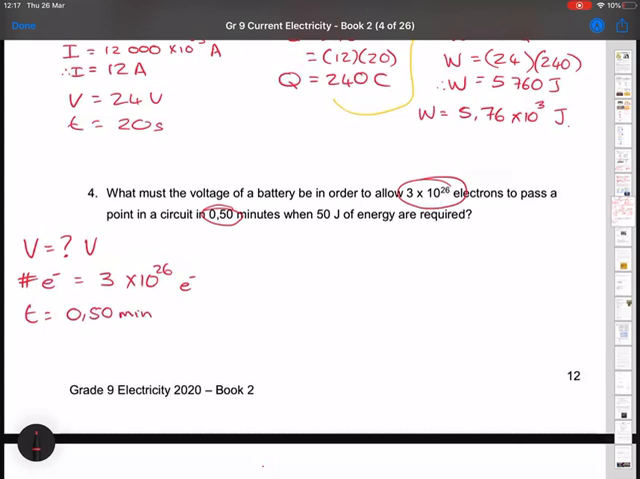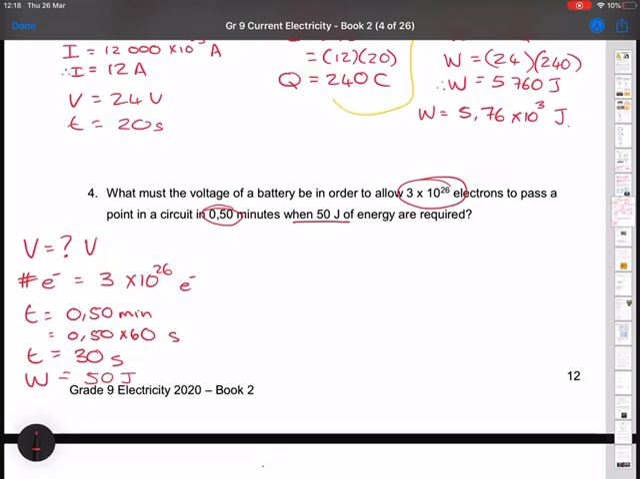Time is 0,50 minutes, and it's equal to 0,50 times 60 seconds. And that will actually give us, well, half a minute, guys, is 30 seconds. You could have done that in your head. 30 seconds. That's our time. The work is 50 joules. When 50 joules of energy are required, that means that the work will be 50 joules.